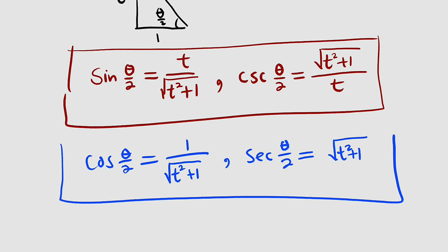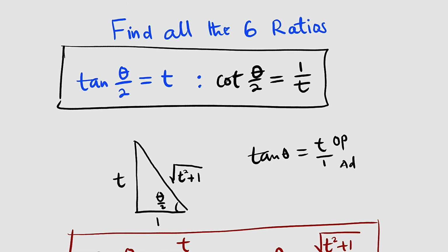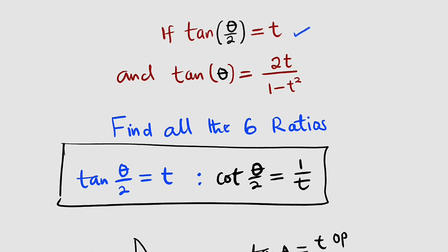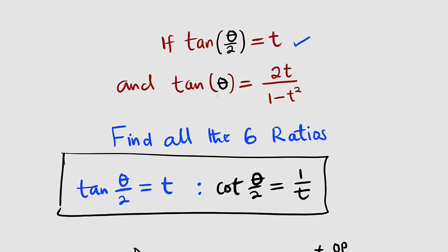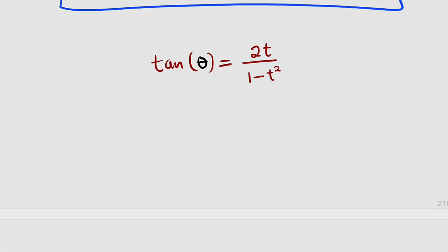So we have just written all the 6. You see, we have 4 here and we have 2 here, making 6. So now let us take the other one, which is tan theta equal to 2t divided by 1 minus t squared. So this is that. Let me draw a right angle triangle here.